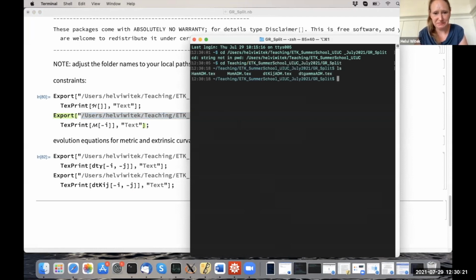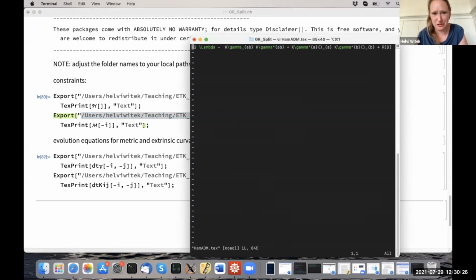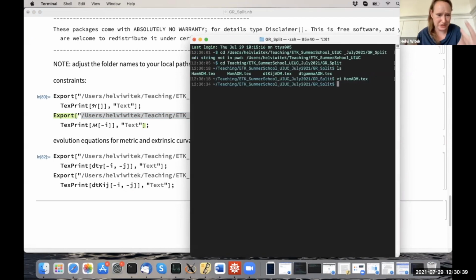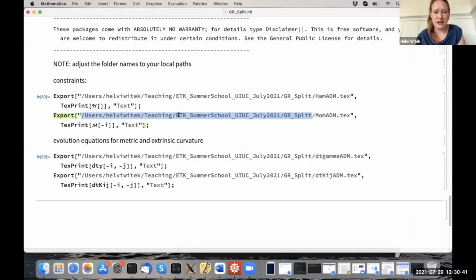Okay. So if we just look at the Hamiltonian constraint TeX file, I hope you can see this. The output would look like this. So we have -2 lambda, extrinsic curvature combinations, and the Ricci scalar. You may have to do some manipulating afterwards, but in principle, you can output this as a TeX file.